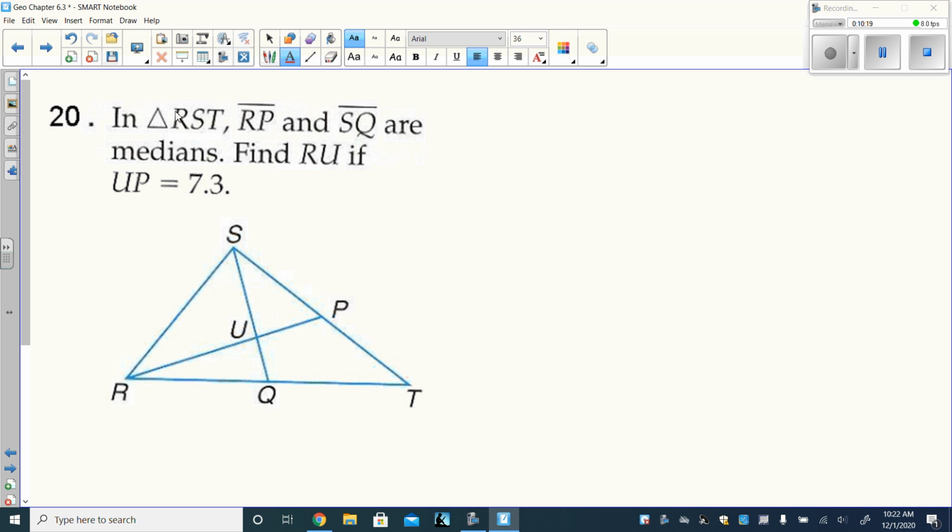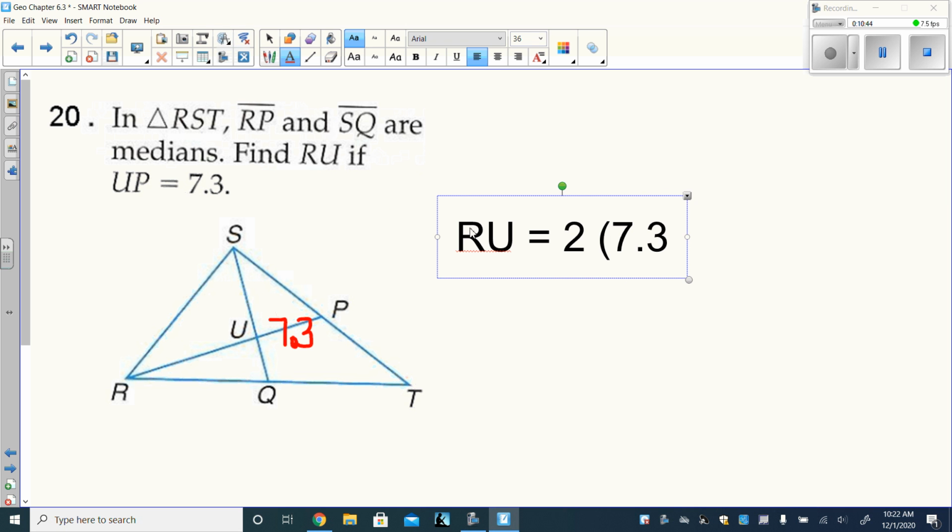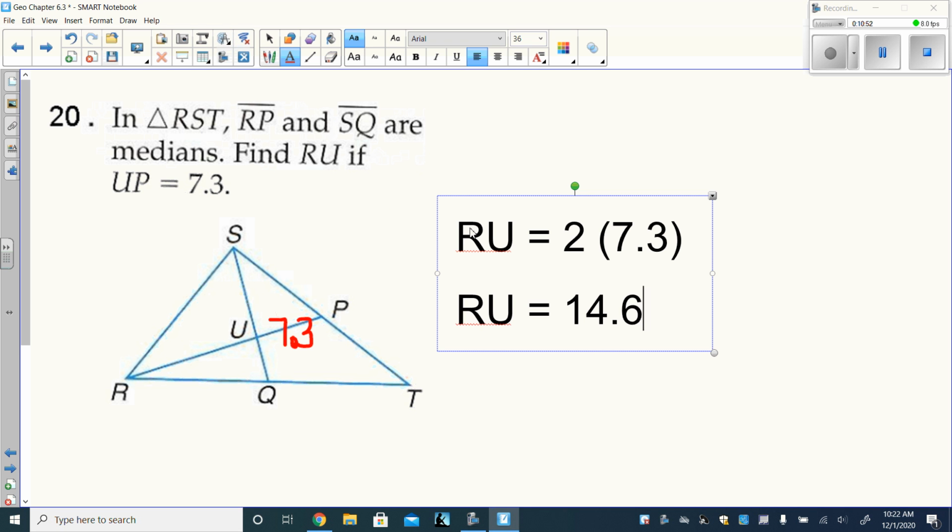Okay, let's look at this next one. In RST, RP and SQ are medians, so that means point U is a centroid. Find RU, the bigger length, if UP, the smaller length, is 7.3. Well, RU is equal to twice the smaller, and the smaller is 7.3. Because they gave us the smaller length, all I need to do to find the bigger length is to multiply it by 2. And if we multiply 7.3 by 2, we get 14.6. And that's it.